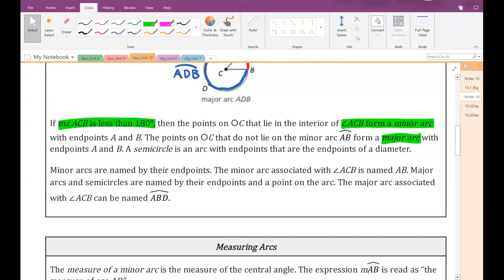A semicircle is kind of its own thing. It's neither a minor arc nor a major arc. It's just a semicircle, 180 degrees. So anything less than 180 degrees is a minor arc. Anything more than 180 degrees is a major arc. Anything that's exactly 180 degrees is a semicircle. And then I already talked through that last paragraph there.